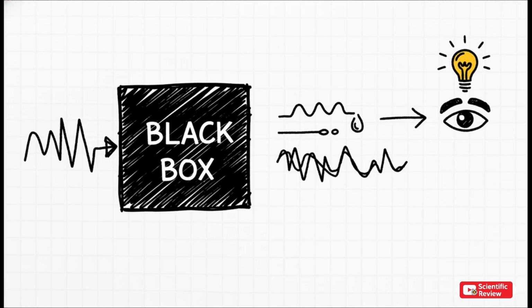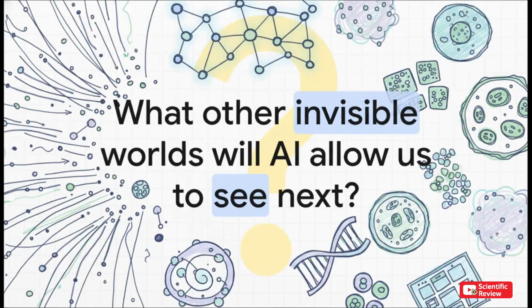And that could mean everything from more efficient batteries to new ways of delivering drugs right where they need to go. And that really just leaves us with a final, kind of mind-blowing thought. We've just seen an AI learn the hidden physics of a world that is far too small for us to ever perceive directly. It really makes you wonder, what other invisible worlds, from the complex folding of proteins to the bizarre behavior of quantum materials, will this new generation of AI allow us to finally see?